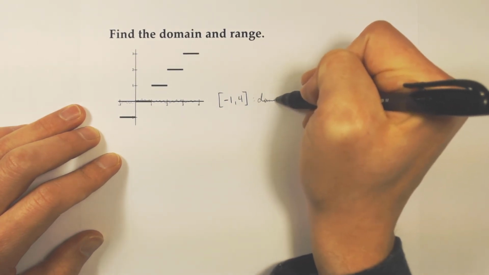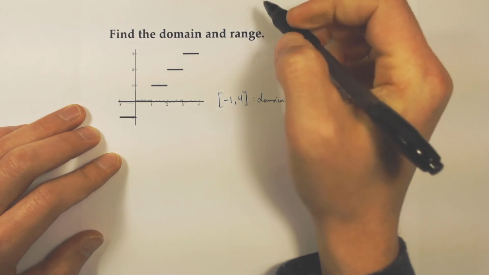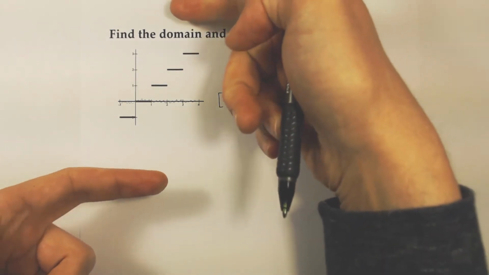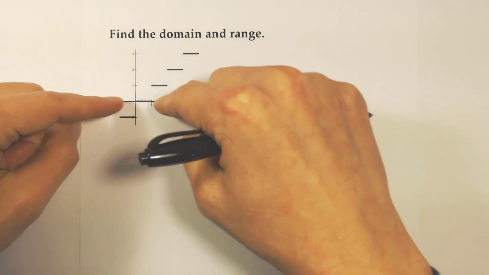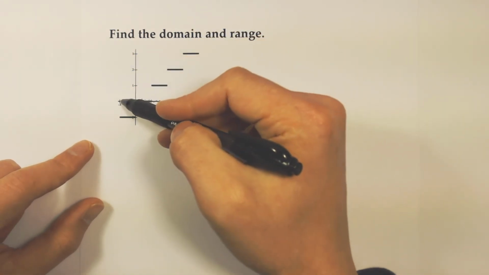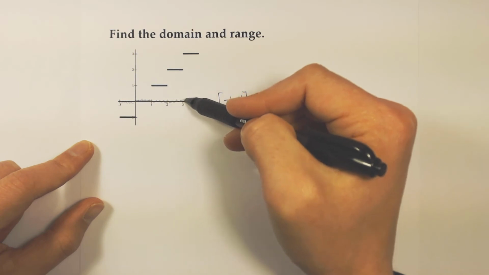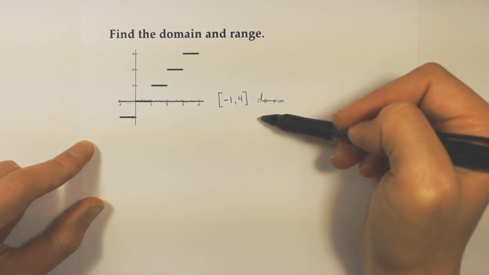So here's our domain. Another way of thinking about it is to take the graph and to smash it into the x-axis, right? So if you take the graph and you squish it into the x-axis and then look to see what parts of the x-axis are covered, it's going to be everything between -1 and 4.